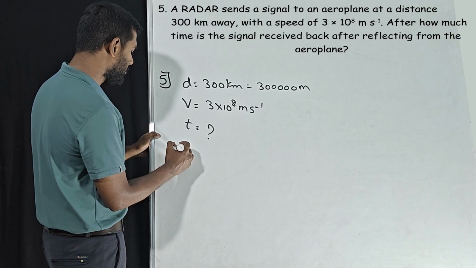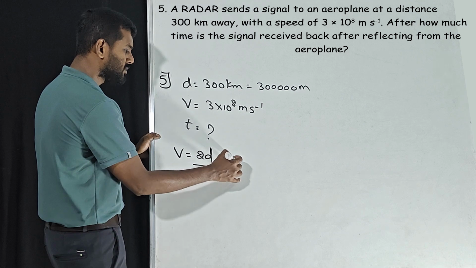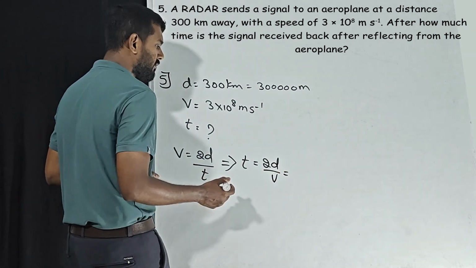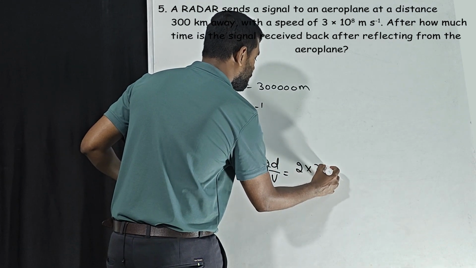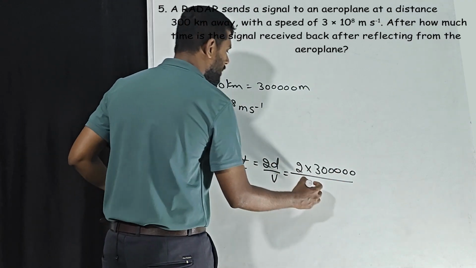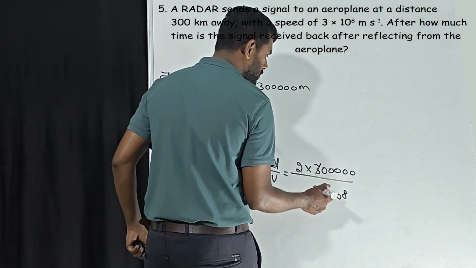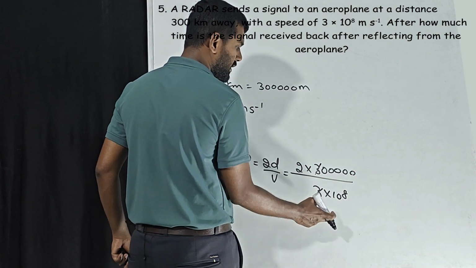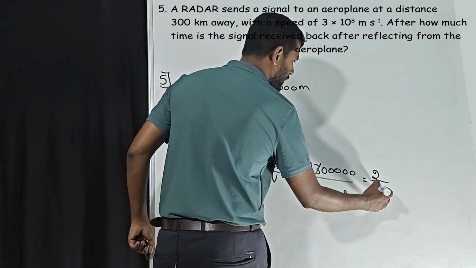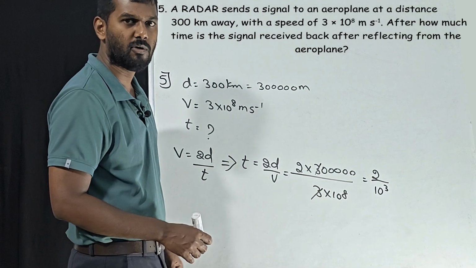So time, what is the original formula? V is equal to 2d by t. We require t, so this formula becomes t is equal to 2d by v. Substitute all the values. 2 into 300000, divided by, what is the value of v? 3 into 10 power 8. 3 gets cancelled, correct? So here 5 zeros are there, here 8 zeros are there, so this becomes 2 divided by 10 power 3.